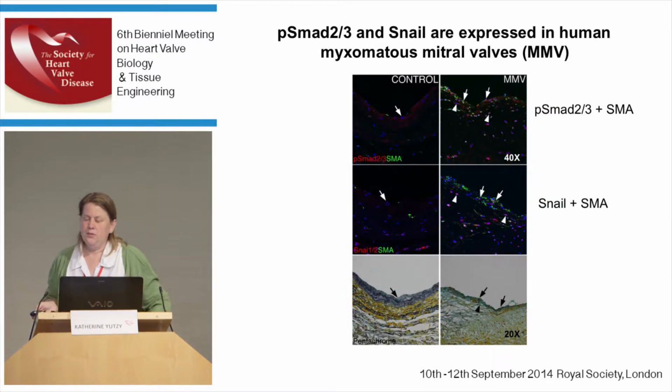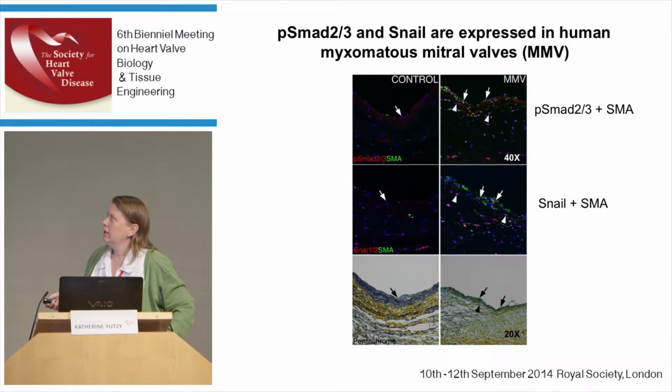So then to expand this into a human situation, looking at human myxomatous mitral valves, again, we see a little bit of phospho-SMAD2,3 and SMA and also snail in these control valves, but in the myxomatous valves, we see a strong induction, and there's a lot of activity going on at the surface of these valves. Again, the green is the SMA, so indicative of fibroblast activation. The pink is going to be phospho-SMAD2,3, indicative of TGF-beta signaling, and the snail is also expressed. We also see a lot of expression in the interstitial cells.